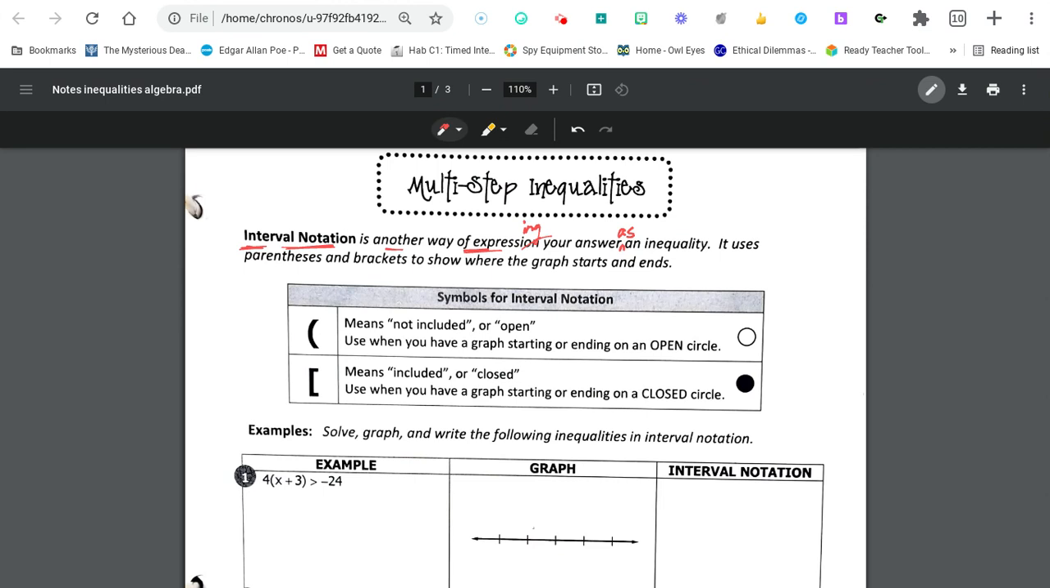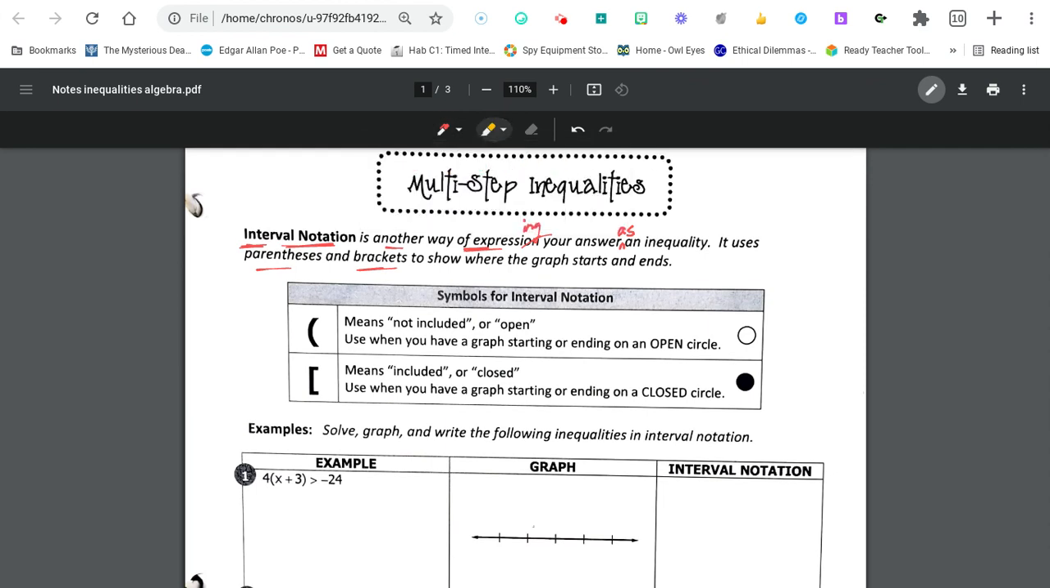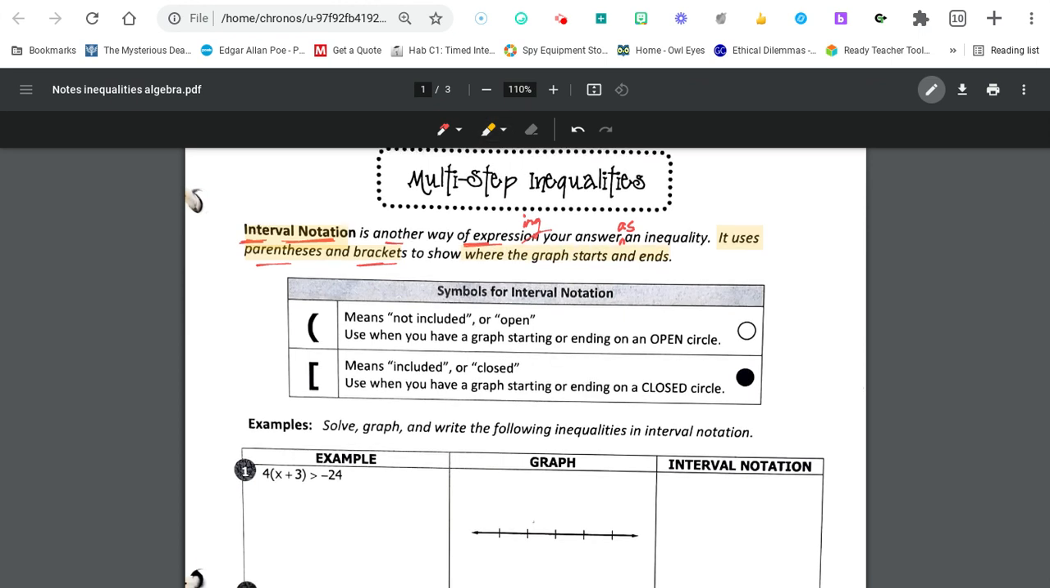All right, so it uses parentheses and brackets. You're going to have to remember that. Please write this down. Interval notation. It's just another way of writing your answer. We normally write it in what we call written notation, but you can write it in interval notation. This is new. You'll see it when you get to college. I want you to understand what it is. All right, so it uses parentheses and brackets to show where your graph starts and ends, guys, okay?